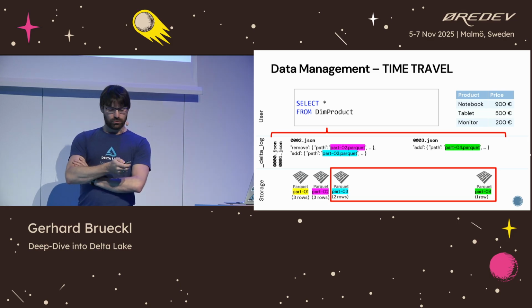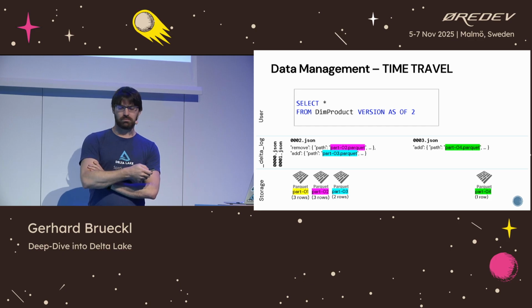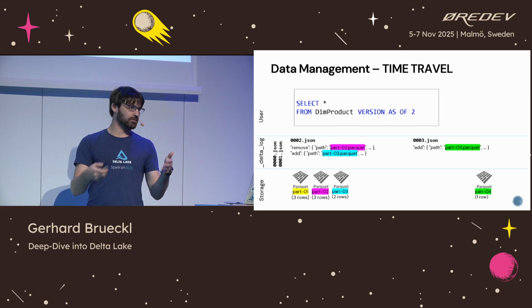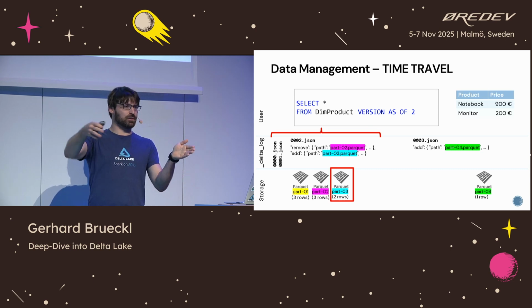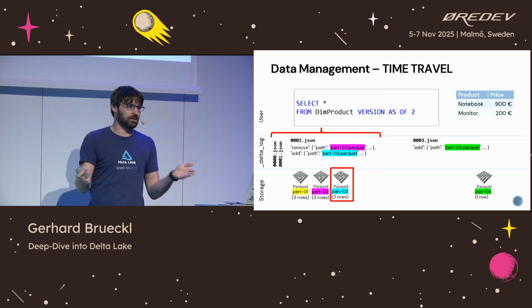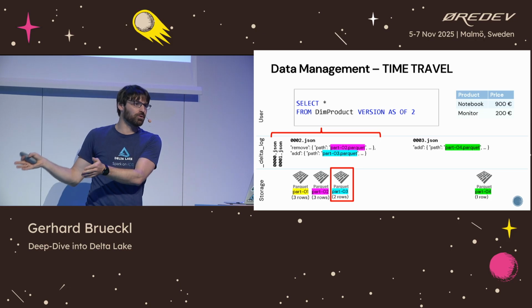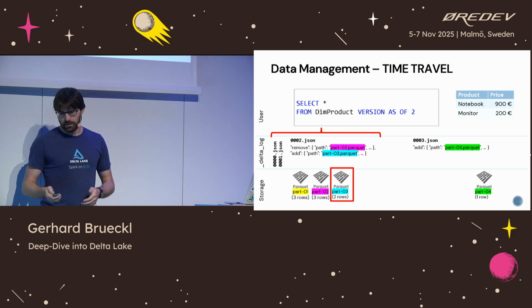If you would only want to query your table at a specific transaction or at a specific version, what it actually does is just take the transactions up until that version and then apply the very same logic. So it's pretty straightforward. It just ignores some more recent JSON files or transaction files.